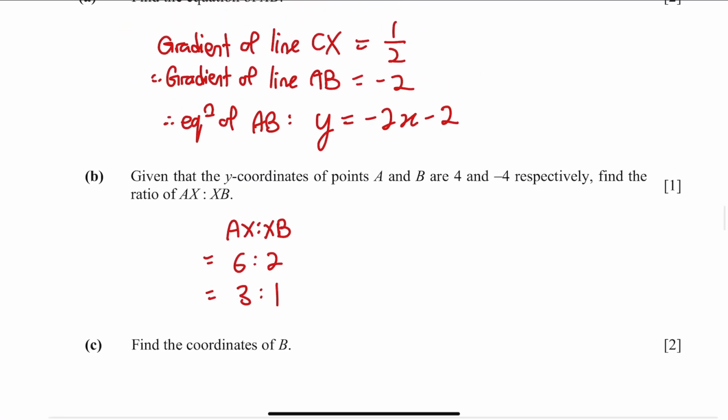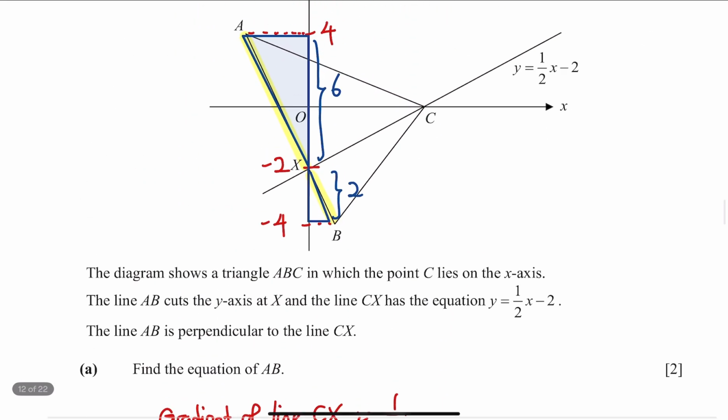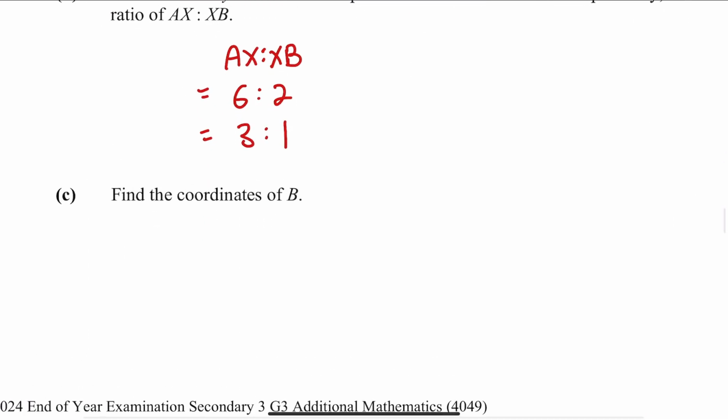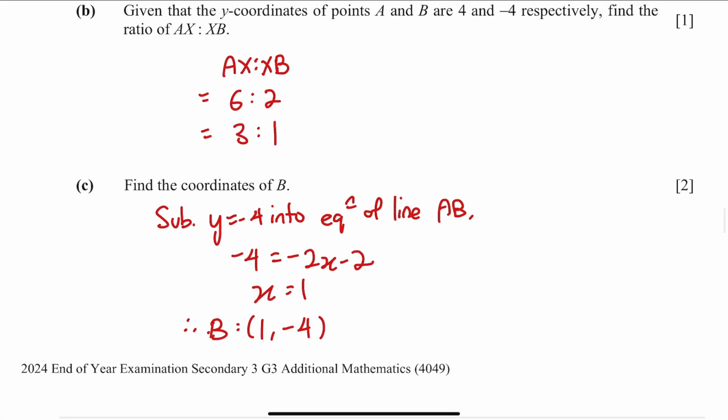Okay, part C. Find the coordinates of B. If we look at the diagram here, B has a y-coordinate of -4. Since B lies on the line AB, very simply, sub y equals -4 into the equation of line AB. So -4 equals -2x minus 2. I'll get x equals 1. Therefore, the coordinates of B are (1, -4). Okay, this is for part C.